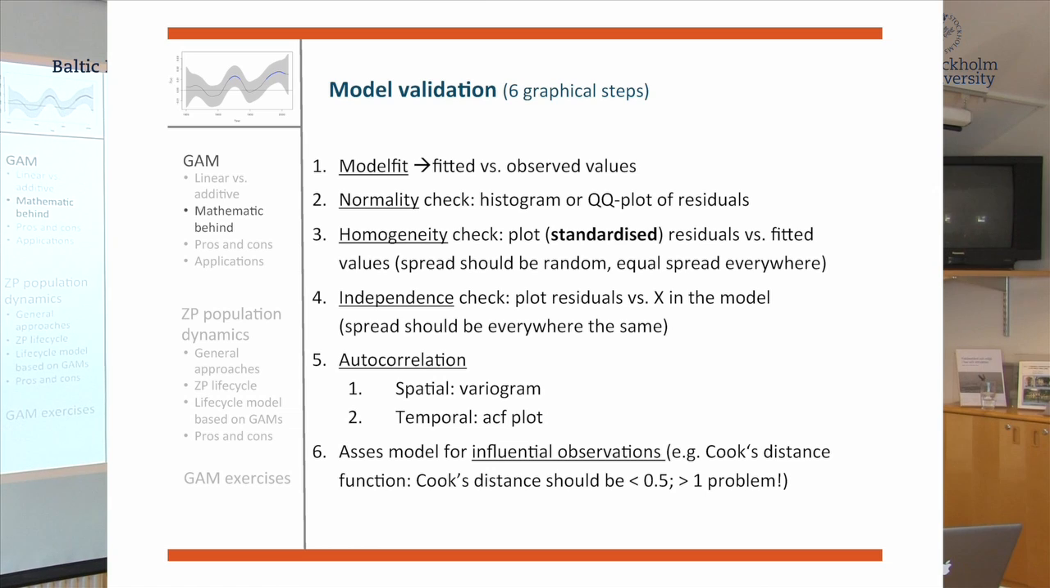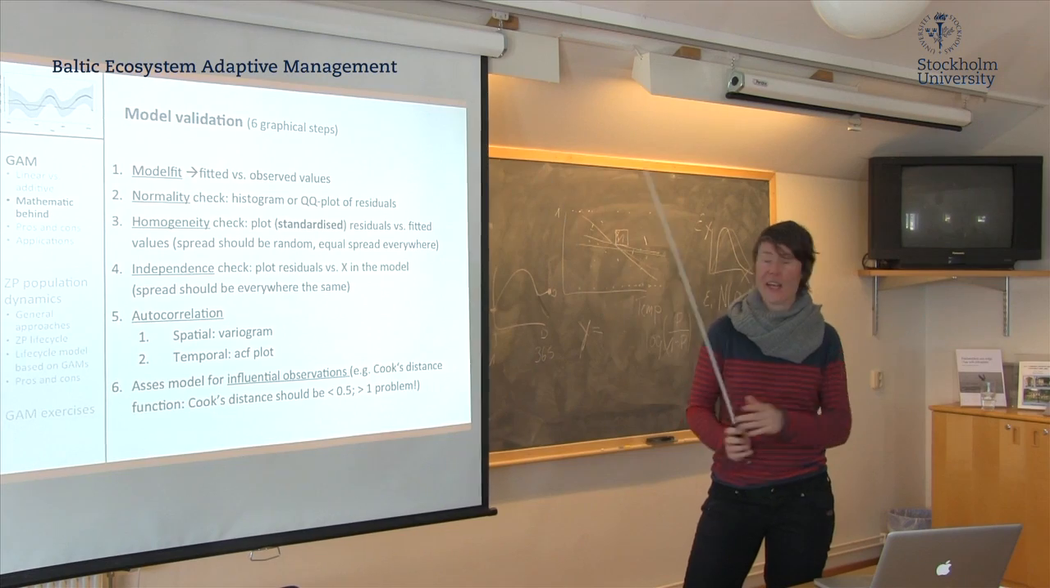This comes from a GLM model. You don't have standardized residuals in a GAM model, so you take the residuals. If it were a linear model, you could also use the standardized ones. You plot them versus the fitted ones, and you want to see that the spread along your fitted values is random and similar.